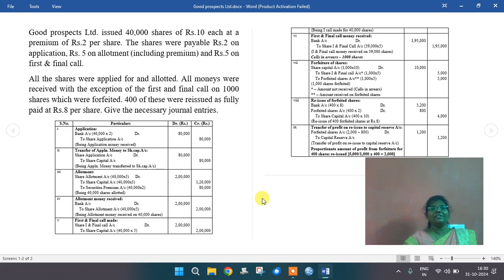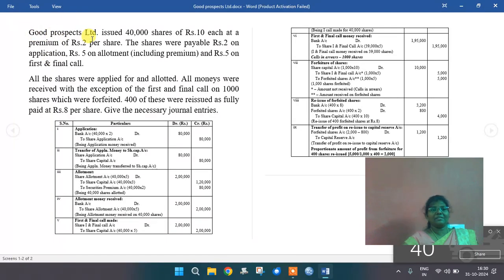So, in today's class, we are going to deal with a problem in issue of shares. I am going to just explain the journal entries in issuing shares. So, let me first read an example question.